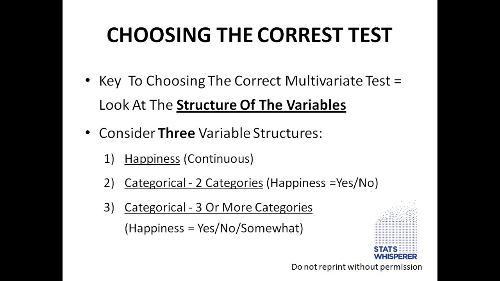Just like the bivariate test, the key to choosing the correct multivariate test is based on the structure of the dependent variable. So we need to consider 3 structures once more. Continuous, so we have our happiness measured as a continuous variable. The happiness, yes, no, that's a categorical, 2 categories. And our happiness, yes, no, somewhat, which is categorical, 3 or more categories. Now, which test goes with each?